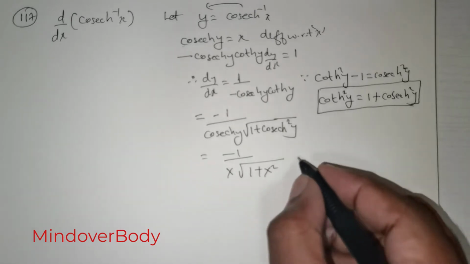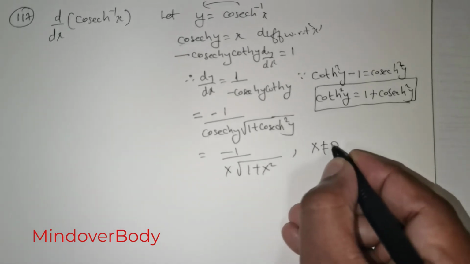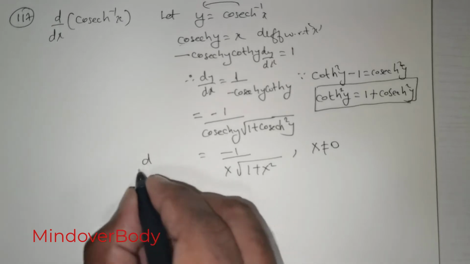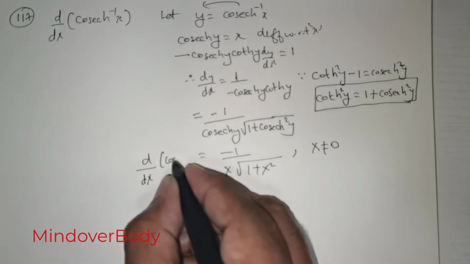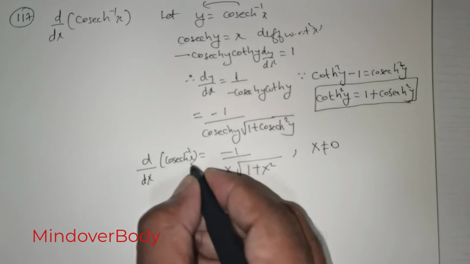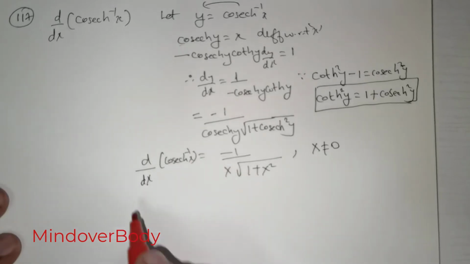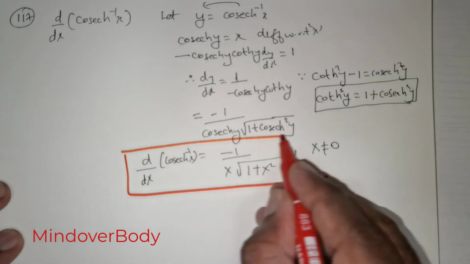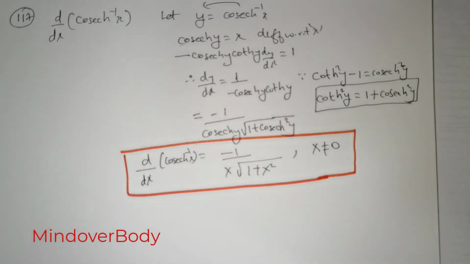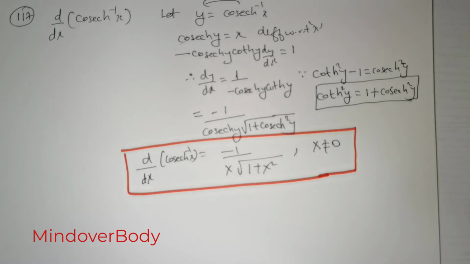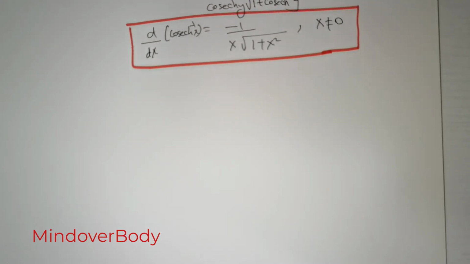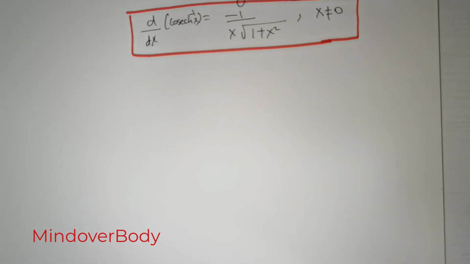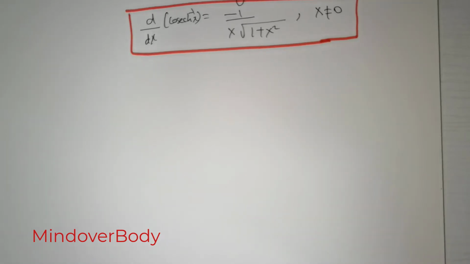So x cannot be equal to 0, so that's a condition. So this is going to be d over dx of cosec inverse of x. This is a lovely differential. We have obtained the derivatives of all the hyperbolic function, which includes the inverse hyperbolic function also. So now it's time for us to set up the table. I'm going to give you this table, and you can use this table as a guide and solve questions using that.